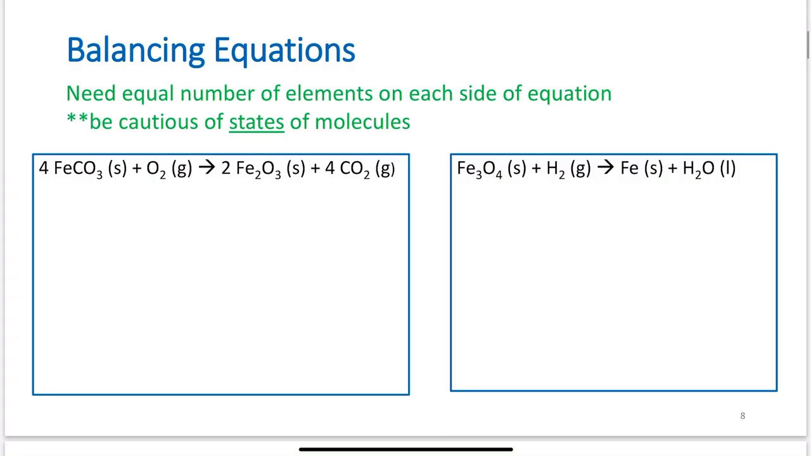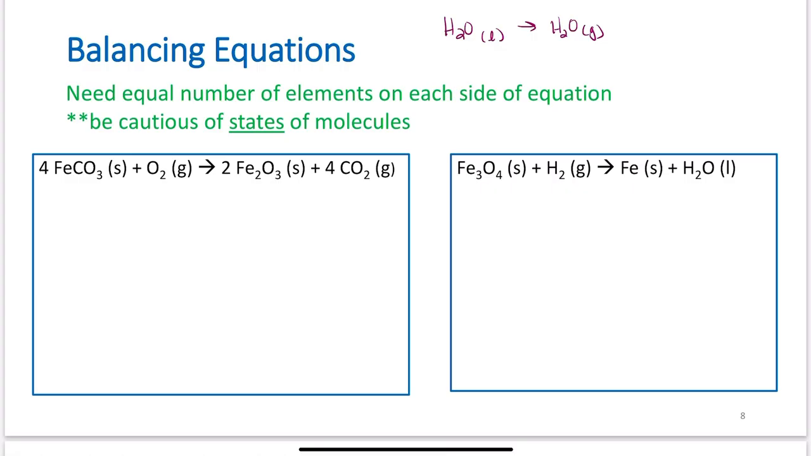Let's work a few examples. Balancing equations. So again, remember you need an equal number of elements on each side of the equation, and be cautious of your states of molecules. They should still balance out, but you may be changing a physical state. So I may be going from H2O liquid to H2O gas. I have to pay attention to what my phases are as well.